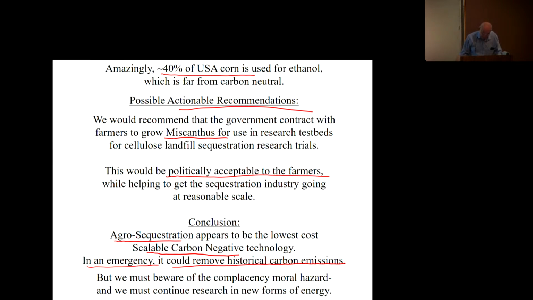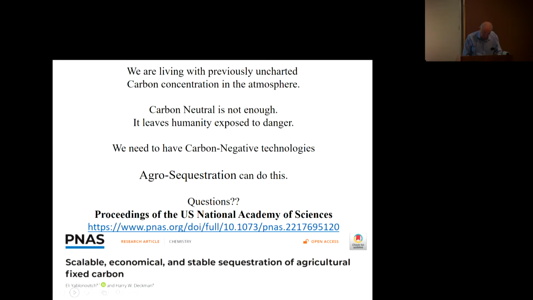But we have to be careful of the moral hazard of saying, okay, we've got it all figured out. I would say we need to continue research in new forms of energy and new ways of dealing with this problem. Right now, as you all know, we're living in uncharted territory, with a very high carbon concentration that we haven't seen before. Carbon neutral is not good enough. We need to be carbon negative, and agro-sequestration can actually do this at an acceptable cost. So that's my conclusion. Let me invite questions. Thank you very much for listening.